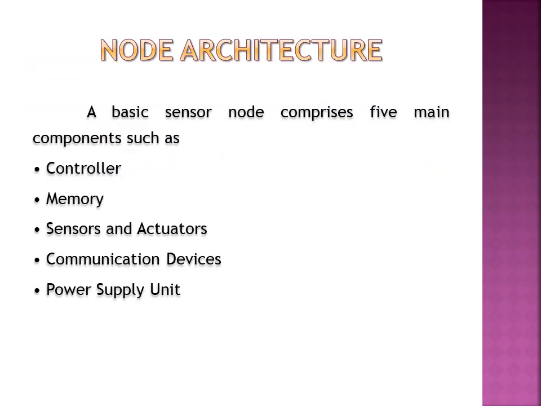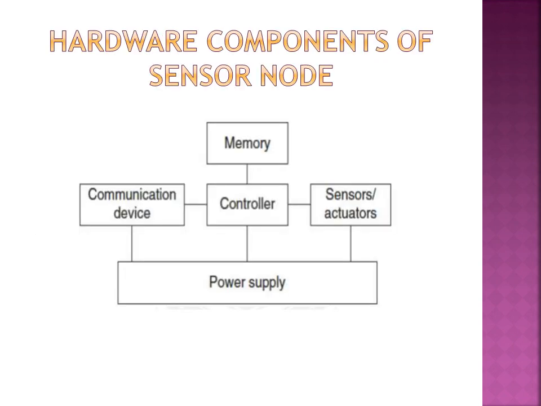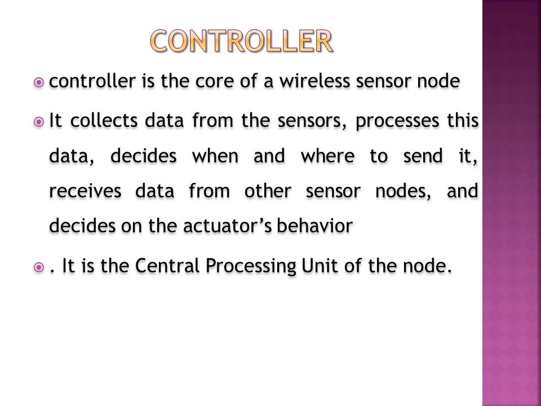Node architecture. A basic sensor node comprises five main components: controller, memory, sensors and actuators, communication devices, and power supply unit. Hardware components of sensor network. These are the components of the sensor networks which are evenly communicated with each other.